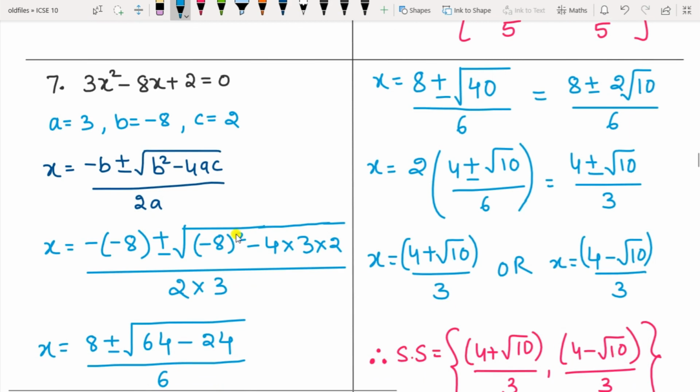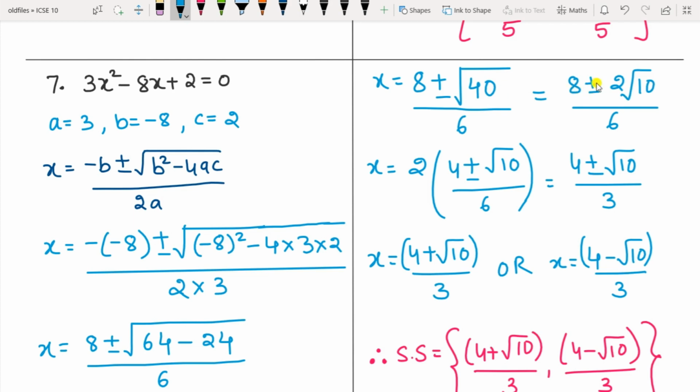Question 7 here is similar question. A is 3, B is minus 8, C is 2. Okay, solve it. This is 64 minus 24, that is 40 here. 40 means 4 tens are 40. Okay, it is 5 8s are 40. Also we can write, but there is no perfect square. So we have to take 4 tens are 40, and under root of 4 is 2. So take it out of the root.